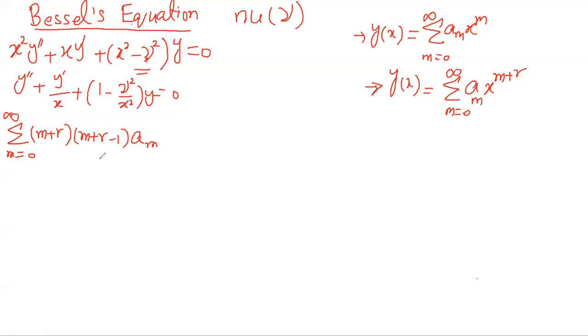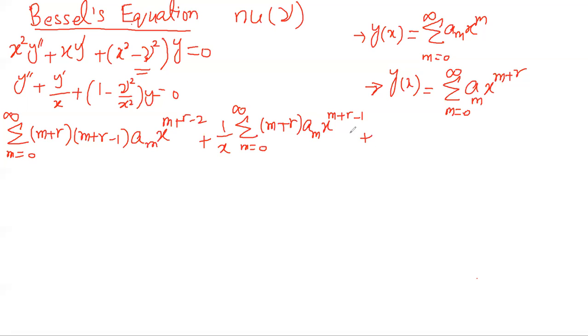So it should be a_m over here, and then x power m plus r minus 2. Okay. And then for the next one, because it is y prime over x, so 1 over x will be here. And then for y prime, we will put sigma m is equal to 0 to infinity, it will be (m plus r) a_m x power m plus r minus 1.